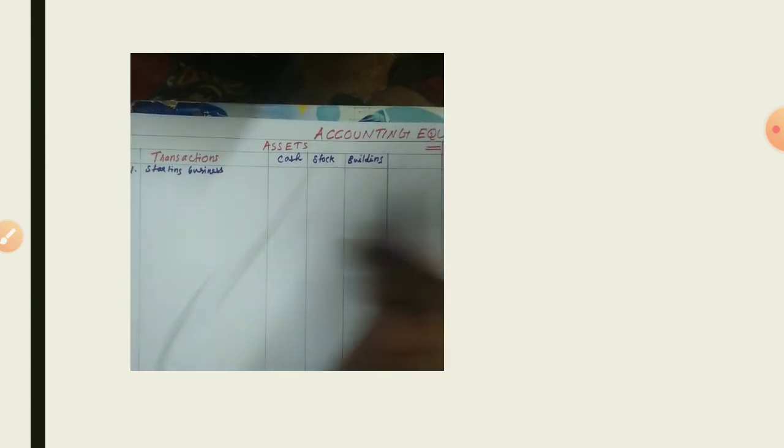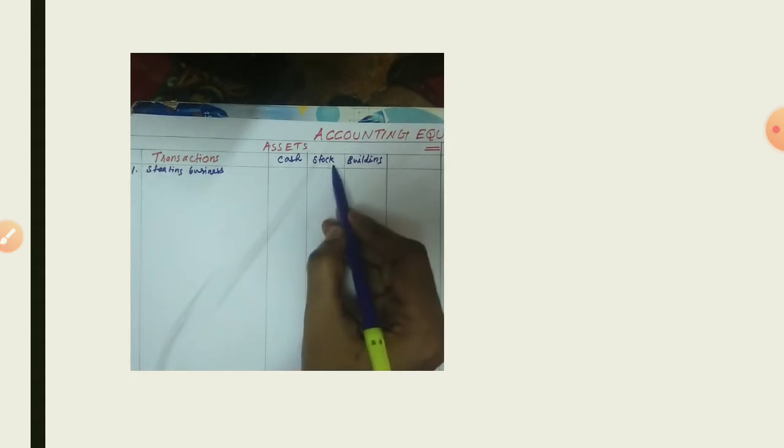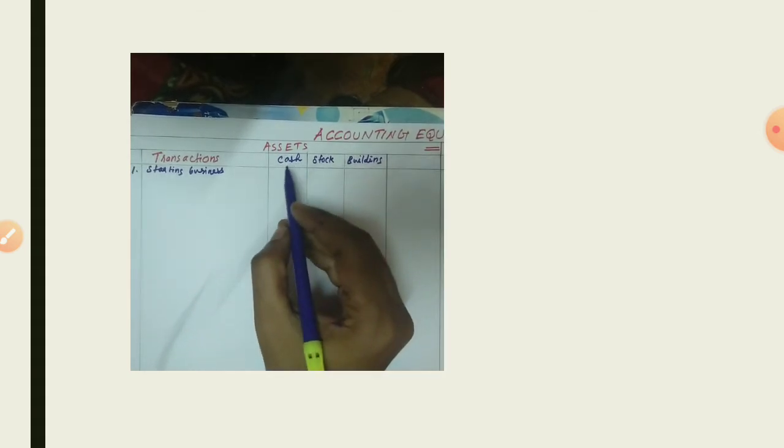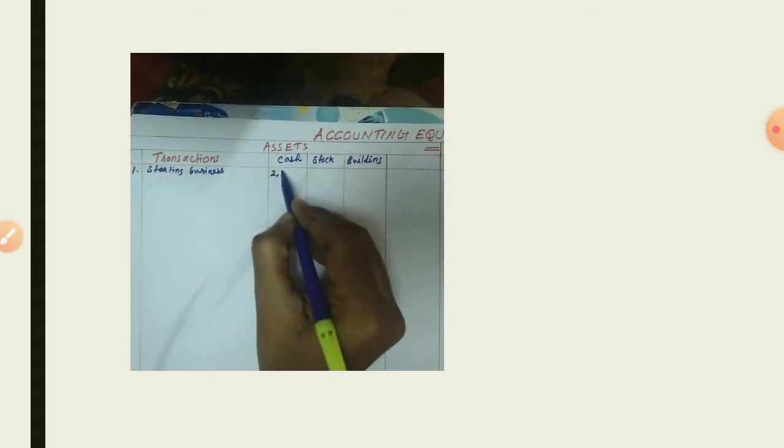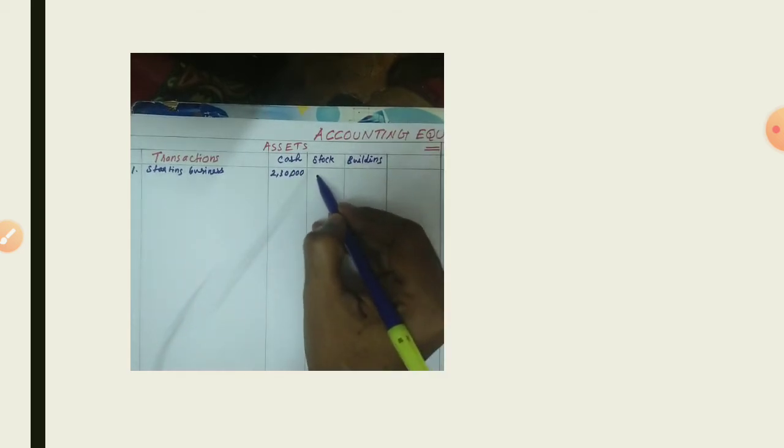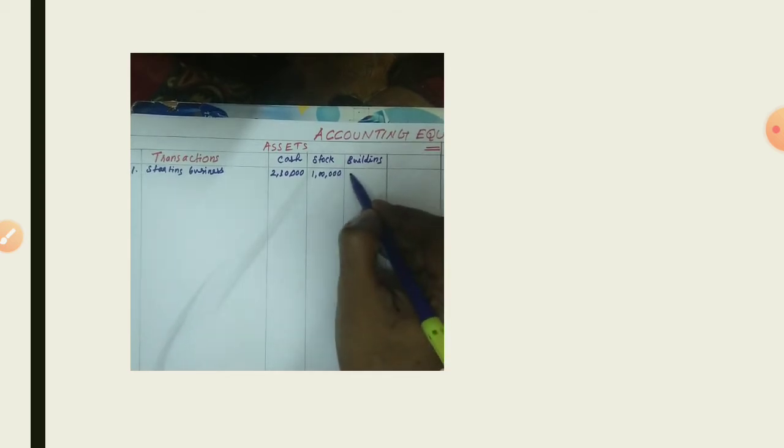If anything else comes we will write it in the next column. So while starting business he brought cash, stock, building. How much cash did he bring? 2,30,000. So in the cash column we write 2,30,000. In the stock column 1 lakh. Building 2 lakhs.